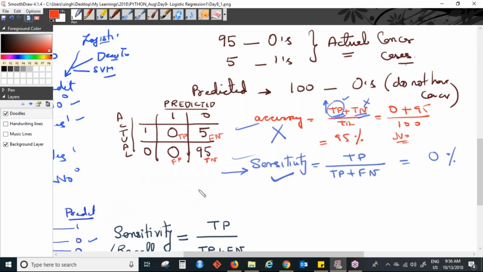No, that's what, Arpita. I have never found such a scenario where specificity is important. So that is why I'm not discussing that.